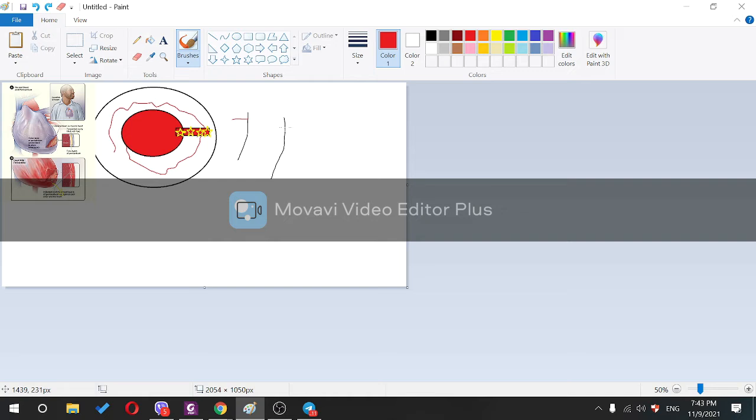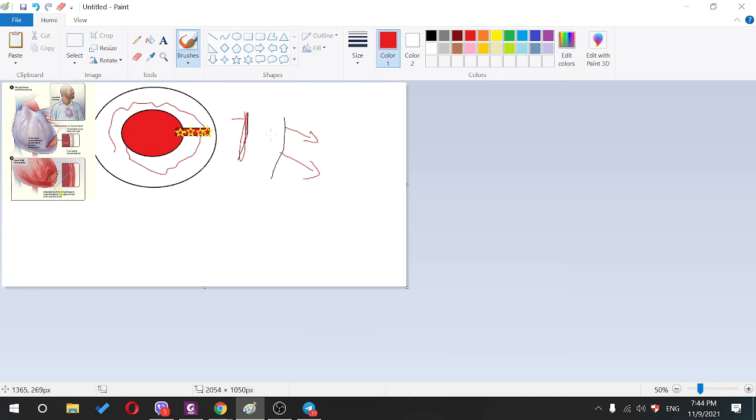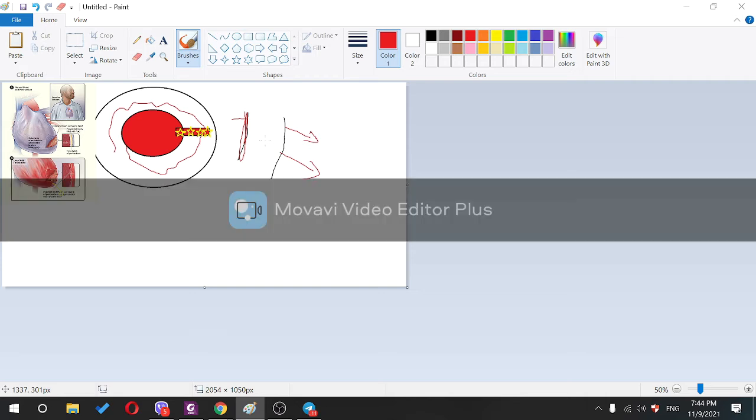So when you go forward, what happens to the parietal layer? It goes forward as well. This is fixed. This goes forward. So the distance between the two is larger, so there will be less friction. No more friction, no more pain. Does it make sense? The person who asked, did you get it? Awesome. Good.